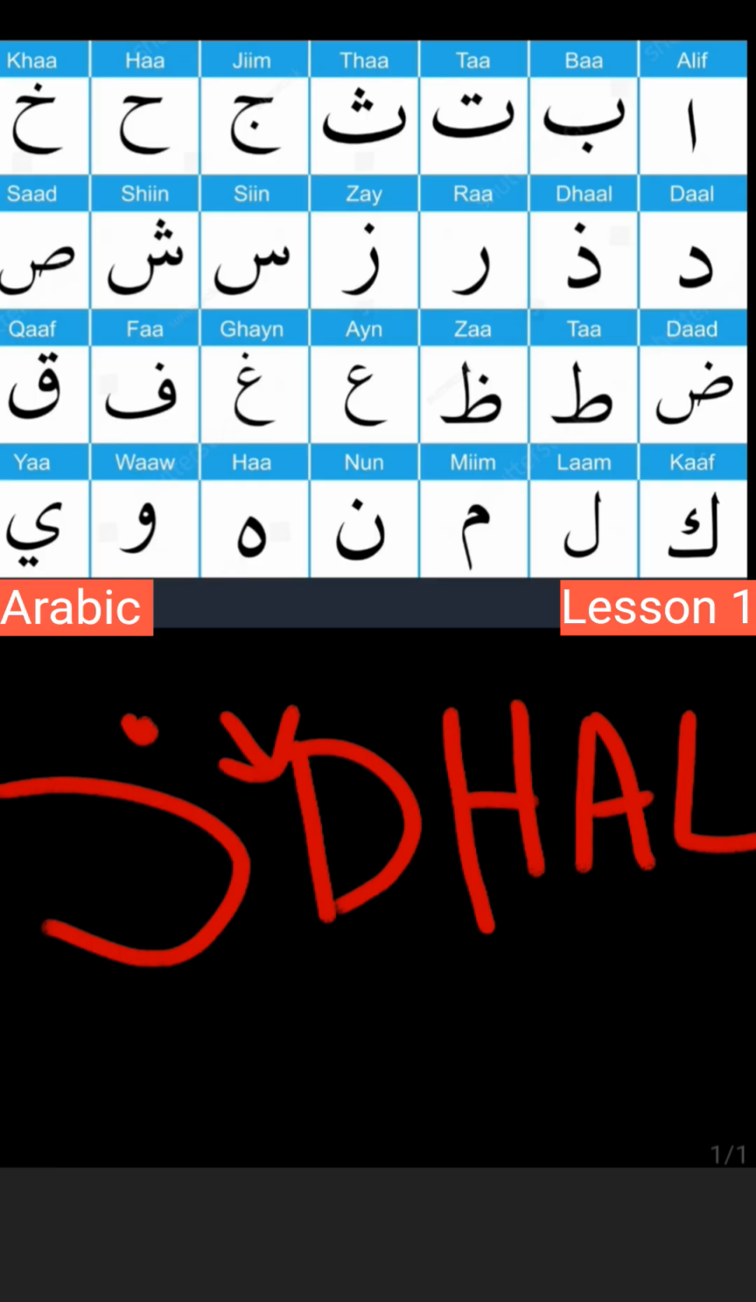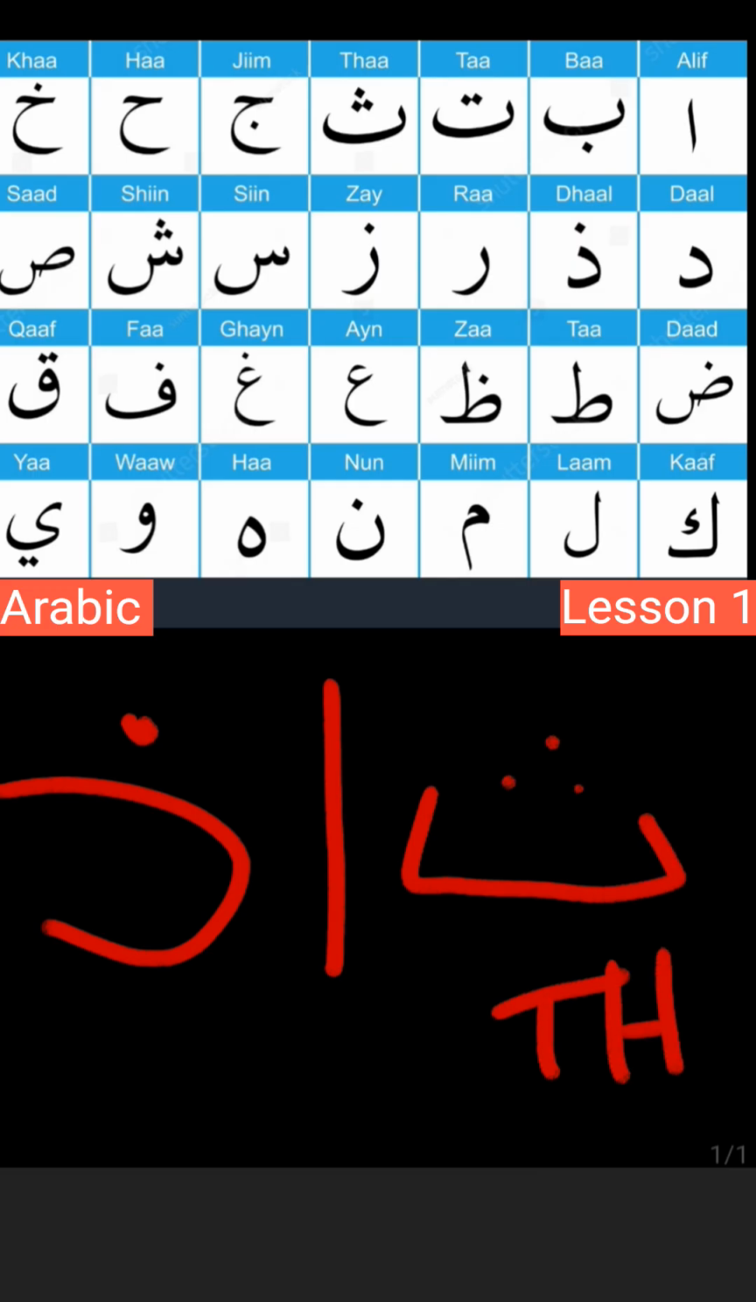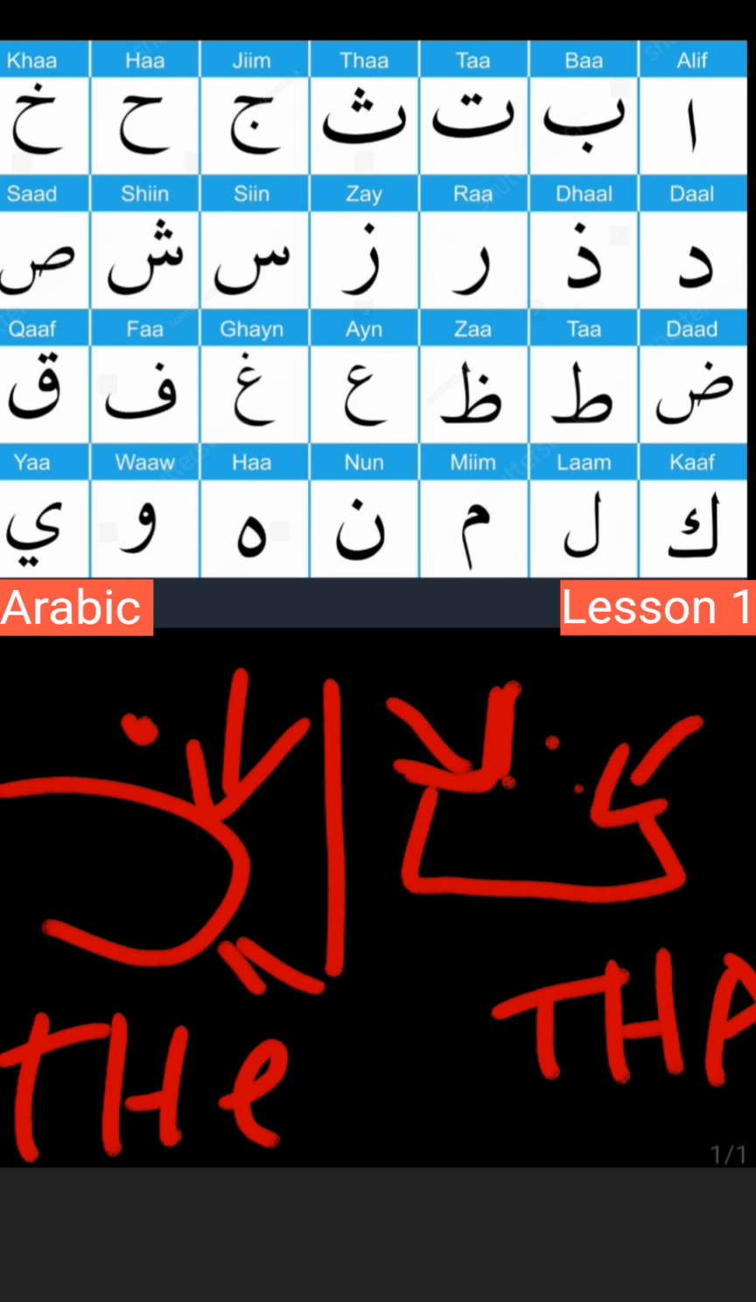And not to be confused with the th sound. This is more of a the sound. So it may seem similar to the, but it's more of a the sound, almost like the word the. So this is the right here, and this is the.